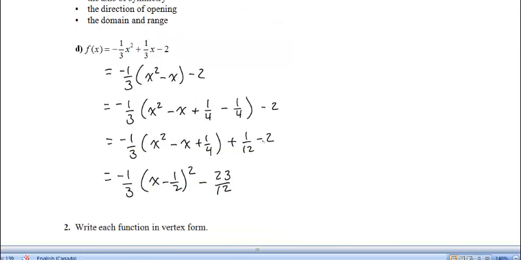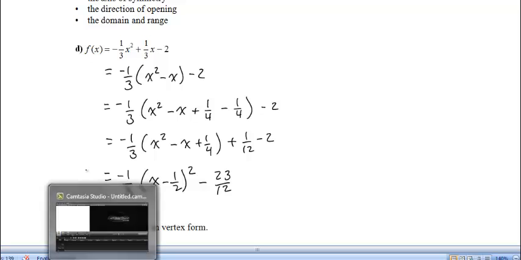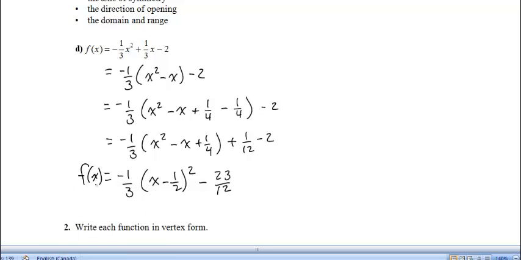We combine that with the negative 2, which is like saying negative 24 over 12. And that gives us negative 23 over 12. And we factor this perfect square trinomial to get x minus 1/2 squared. So that leaves us with f of x equal to negative 1/3 times x minus 1/2 squared, minus 23 over 12. And with that, we can answer the questions now.